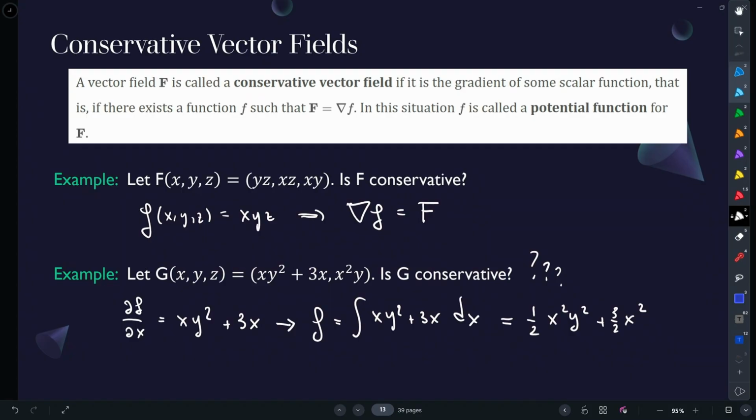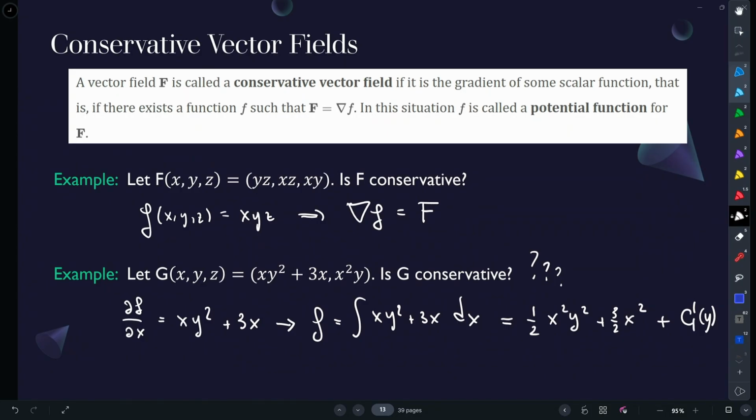Remember that constant of integration? Here, because f is a function of x and y, and we are integrating with respect to x, this constant could depend on y. So there might be some additional terms that just depend on y. They cannot depend on x. It would have to be a function of just y. So now that I have that, I can try to figure out what that constant would be.